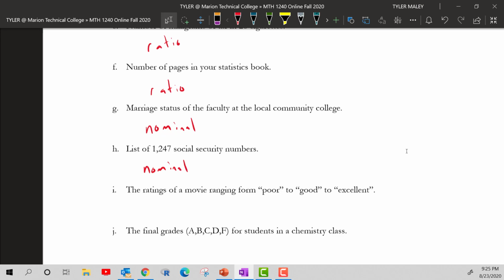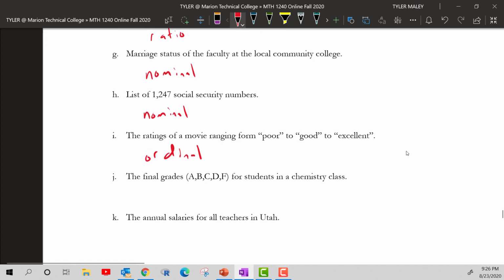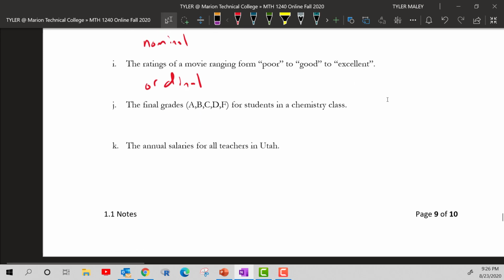We have I, the ratings of a movie ranging from poor to good to excellent. That's qualitative, and order does make sense. An excellent movie is better than a poor movie, so that would be ordinal. J, the final grades A, B, C, D, F for students in a chemistry class. Letter grades are qualitative, and order does matter here. An A grade is better than a D grade, so this would also be ordinal.